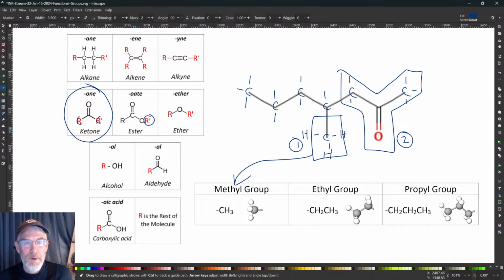I like ketones. I like the symmetry of having the double bonds with carbons. I guess as a chemist, I like symmetry.